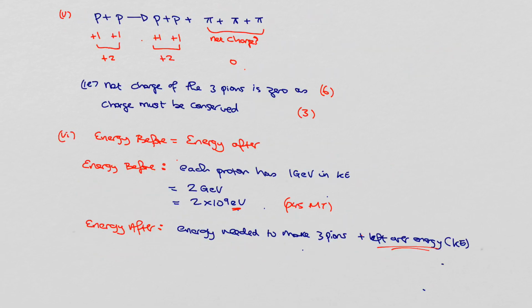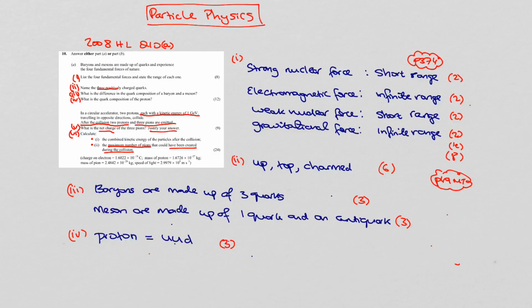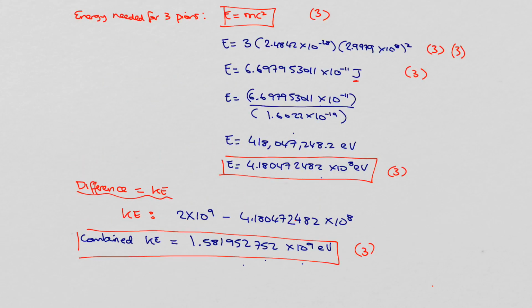Okay, so that's the first part, part 1 essentially, as they have referred to it. And the next bit is we have to find the maximum number of pions that could have been created during the collision. So in other words, if this energy here is not used as kinetic energy, it could have been used to make more particles. So all we need to do is look at this leftover energy and see how many pions we could have gotten out of it.